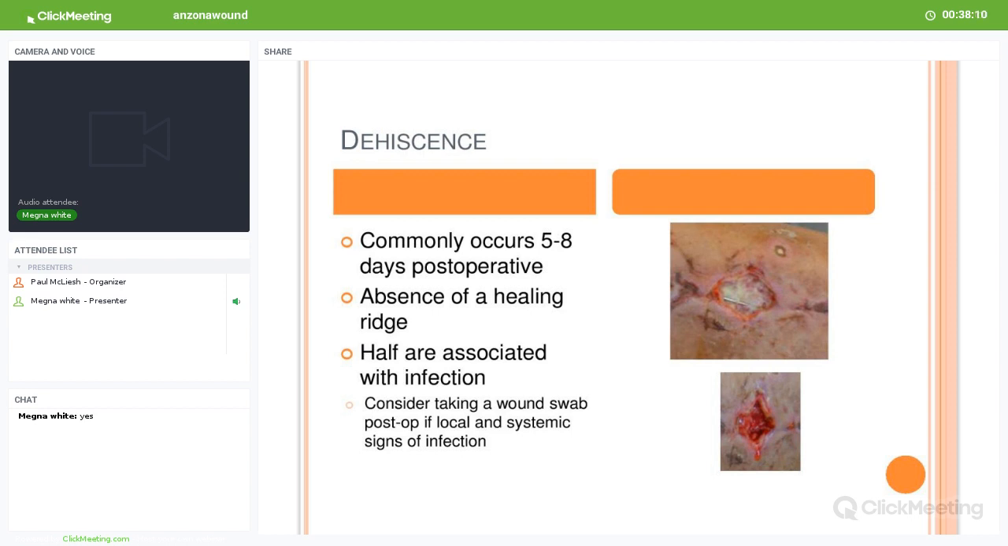Sometimes it can be partial or might only be superficial, or there can be a complete disruption where the hardware can be on site. Some of the risk factors include overweight, increased or advanced age, poor nutrition, diabetes, and smokers.